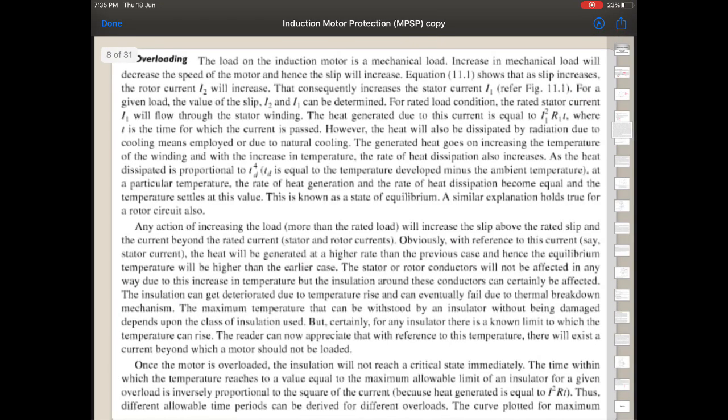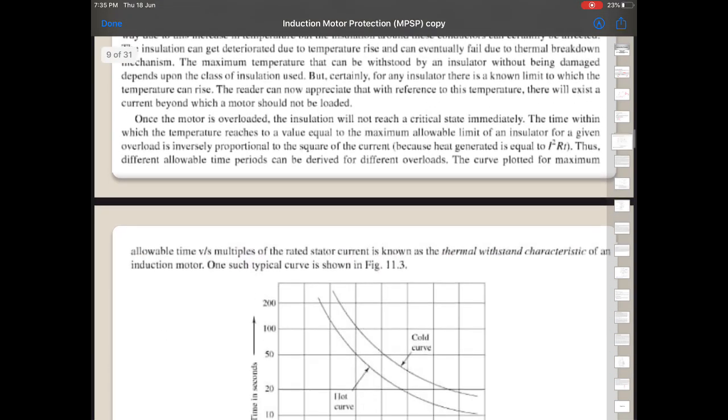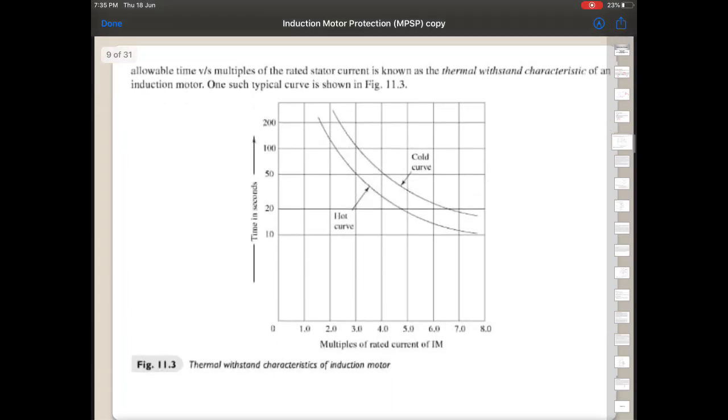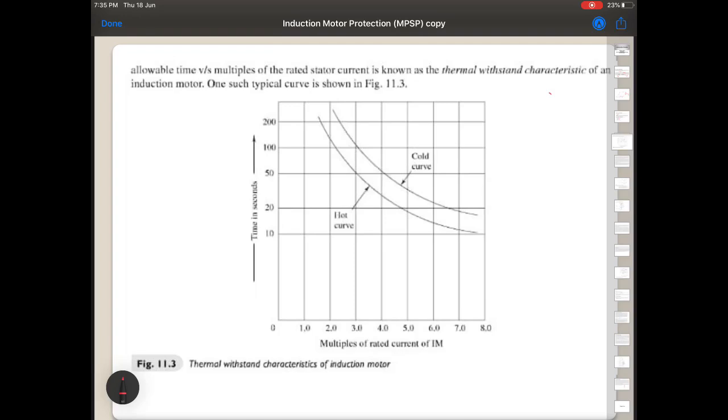This material has been provided to you, so you can go through it, or you can pause this video and read it once. But since there is no space to write here, I'll be writing the summary of this overloading effect of induction motor in the space provided in the next slide. So I'll be summarizing. So what is overloading?